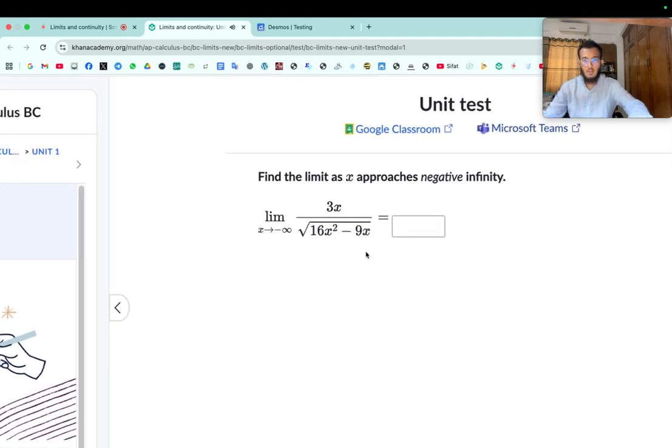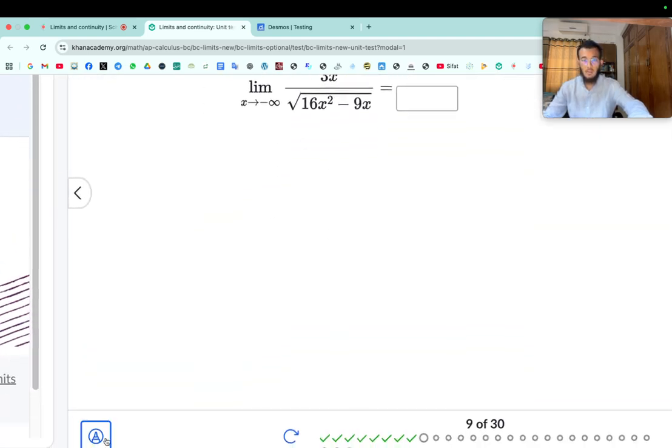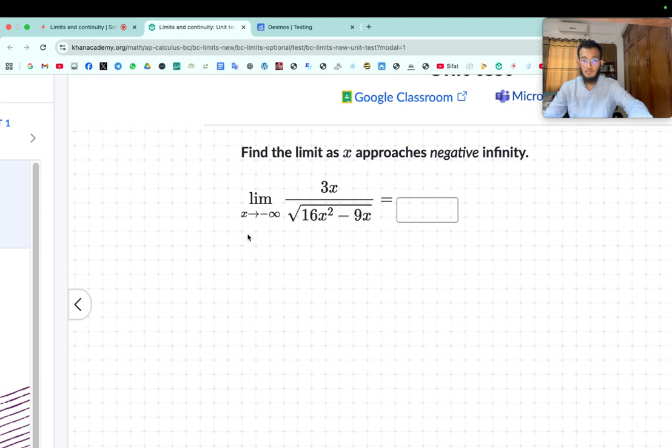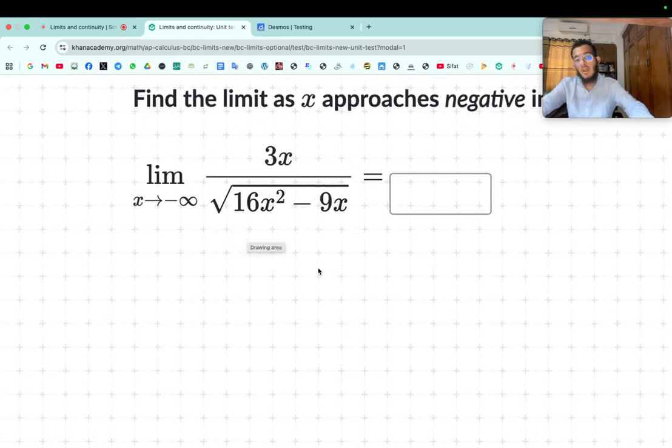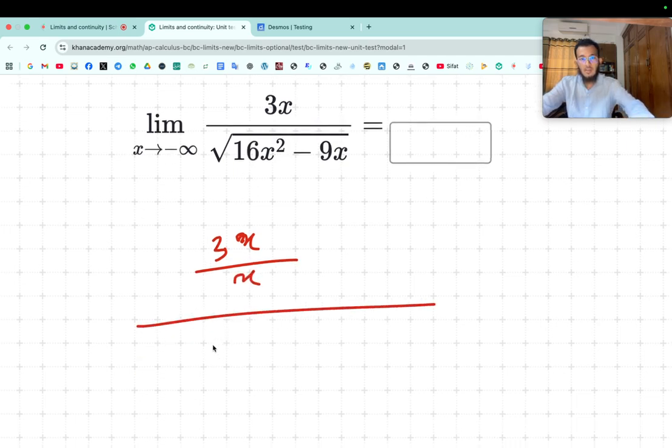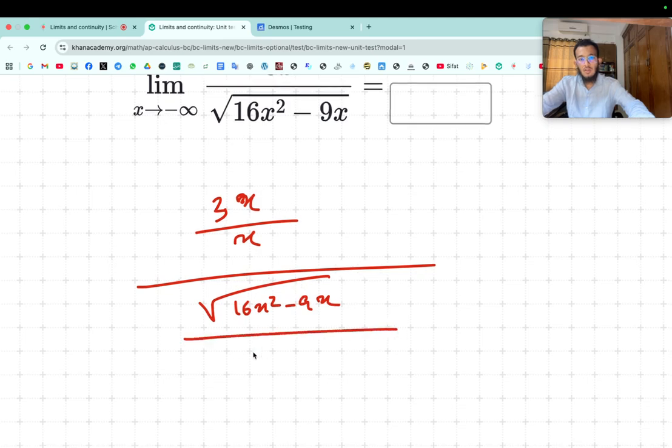Find the limit as x approaches negative infinity. We can't plug in negative infinity directly because it is an indeterminate form, so we have to rearrange. In order to do so, we divide both the numerator and denominator by x. So this is 3x, let's divide it by x. Here we have the square root of 16x squared minus 9x. We can divide it by the square root of x squared, because the x squared and the root cancel, so ultimately it's x. So we are preserving equivalence.